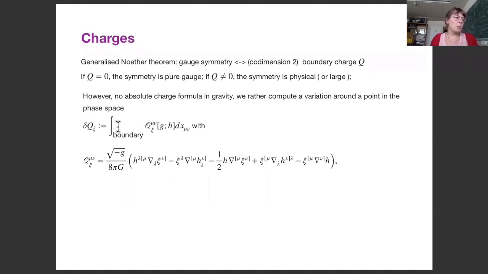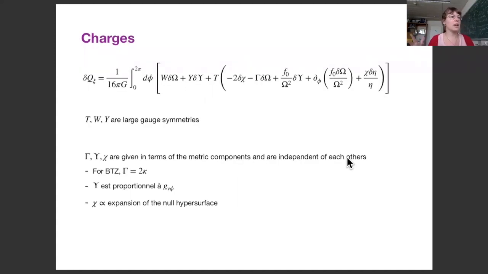And here the boundary is at r equals 0, but it's also at a fixed time that you compute it. And so that's the metric, and h is the variation around that metric. And here I have displayed the formula. You can put all the ingredients in there and you find this result.